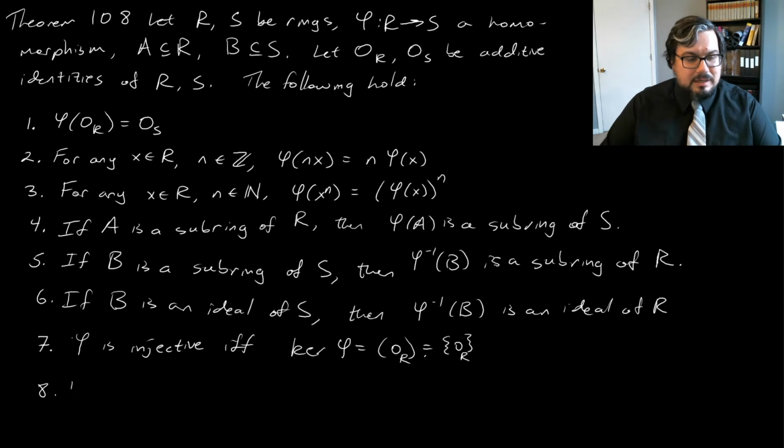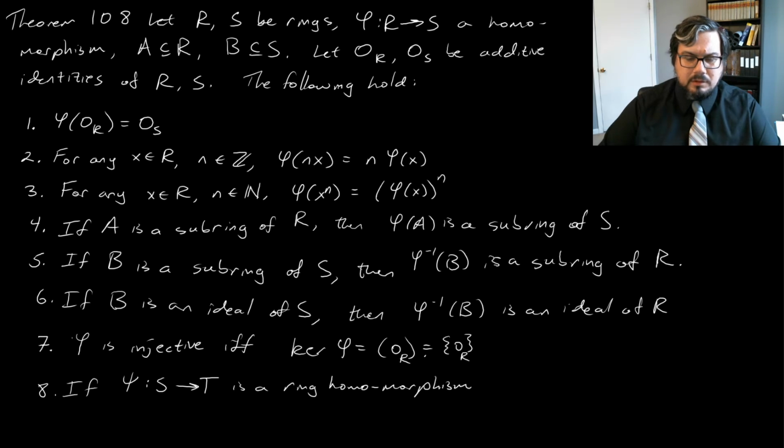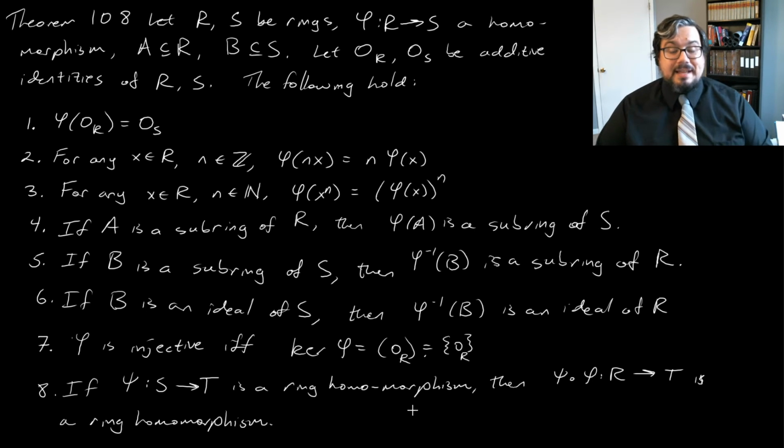Number 8 has to do with composing homomorphisms. So we already have phi from R to S. So if psi from S to T is a ring homomorphism, then the composition psi composed with phi, which is a function that goes from R to T, is a ring homomorphism. So the composition of homomorphisms is a homomorphism.